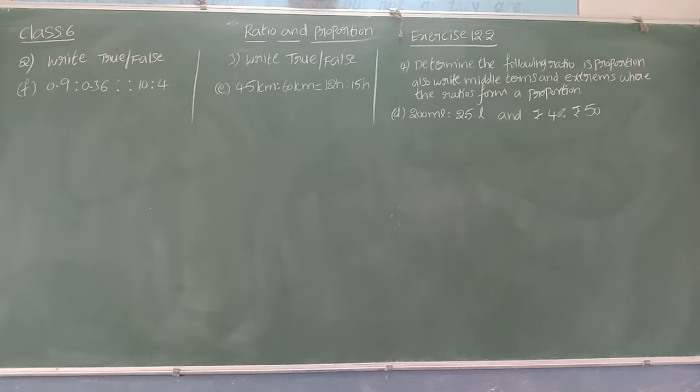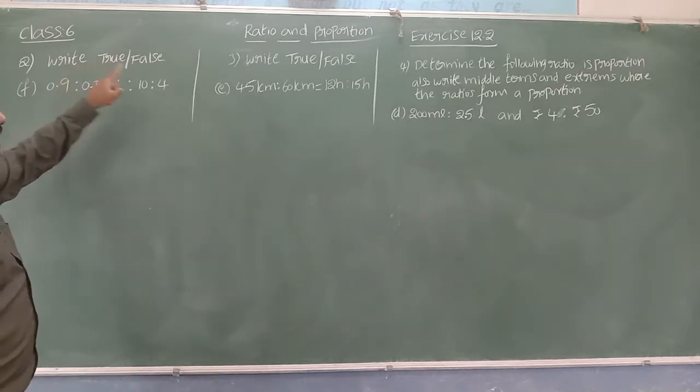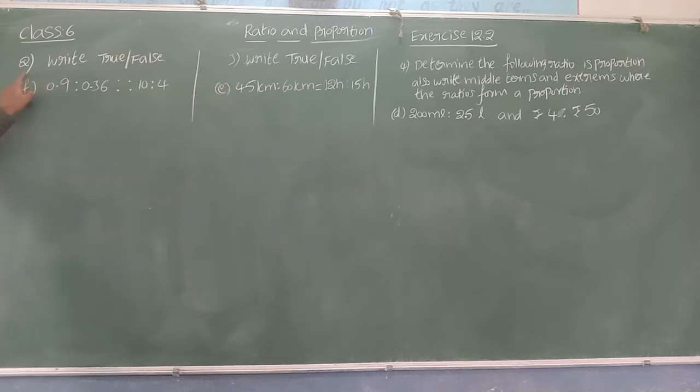Children, here we have some problems based on proportion. Let us see here. This is from Exercise 12.2, second bit. Write true or false. F bit. They give 0.9 is to 0.36 is proportional to 10 is to 4.